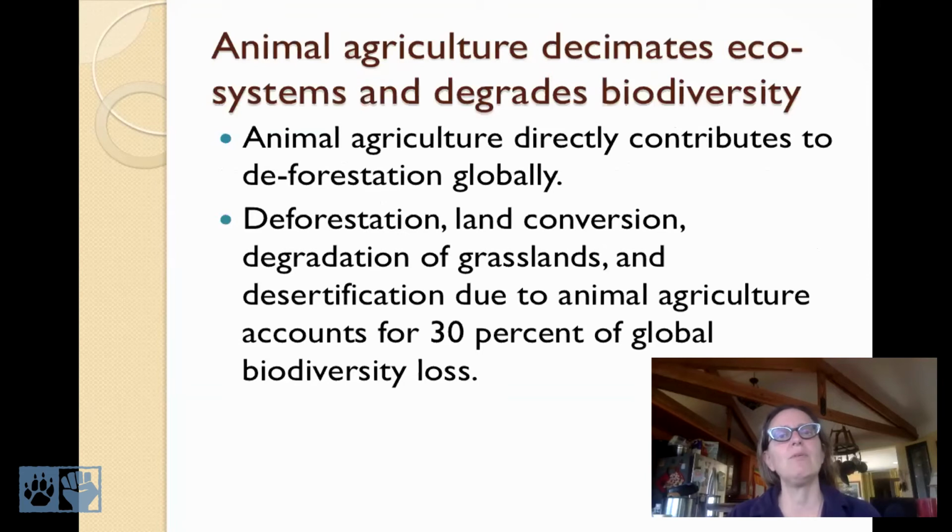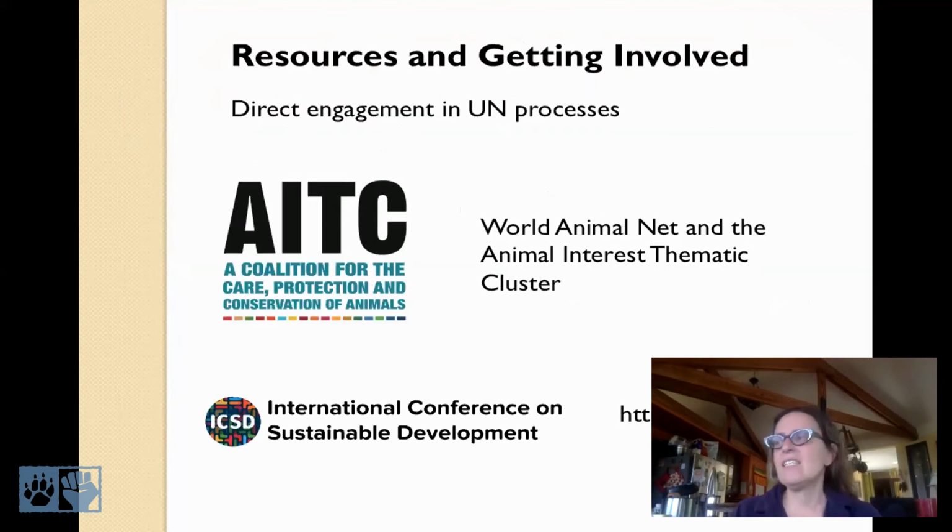And here are some examples. Animal agriculture directly contributes to deforestation globally, which we've already discussed when we were discussing land use: the ways in which forests and rainforests, for example, are razed in order to graze animals or to grow feed for animals who are then slaughtered. And then deforestation, land conversion, degradation of grasslands, and desertification due to animal agriculture account for 30% of global biodiversity loss.